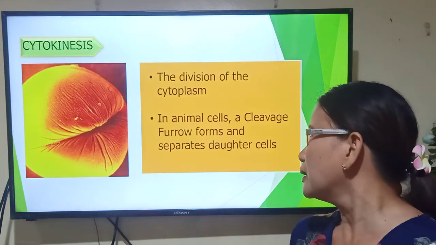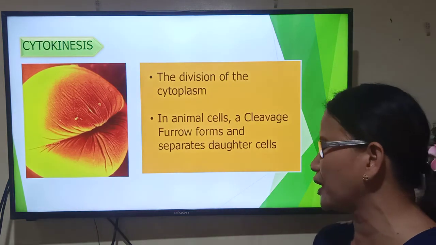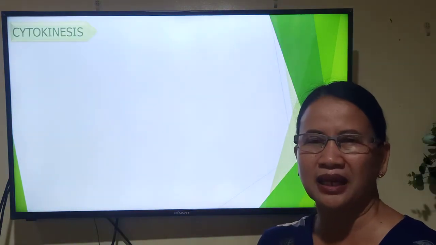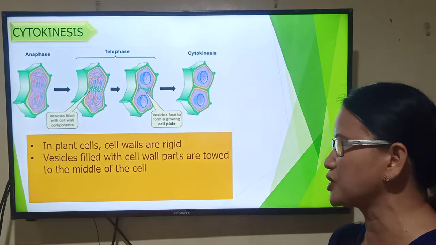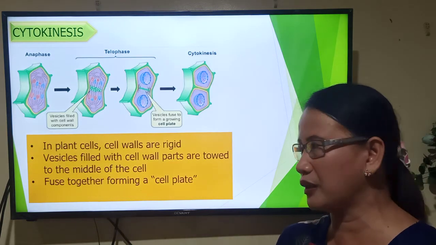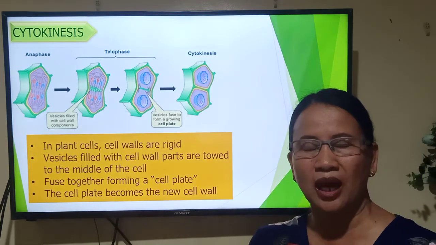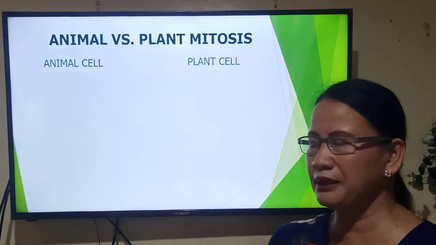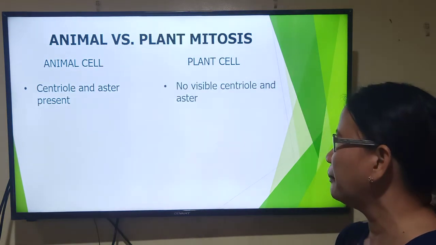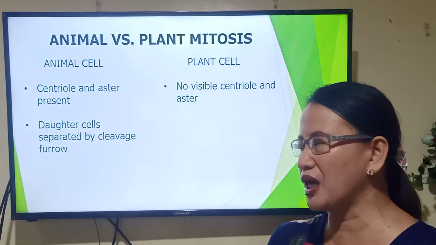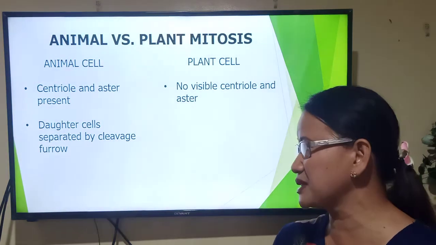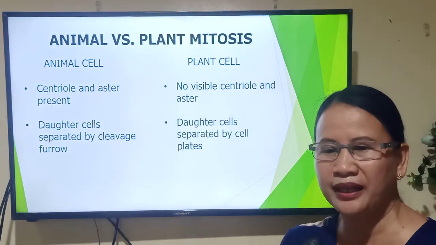In animal cells, during cytokinesis, a cleavage furrow forms and separates the daughter cells. But in the plant cell, it is different. Since the cell wall of plants is rigid, vesicles filled with cell wall parts are towed to the middle of the cell and fused together, and it becomes a cell plate. The cell plate now becomes the new cell wall. If we compare mitosis in the animal cell and the plant cell, we will notice these differences. In animal cells, centriole and aster are present, but in the plant cell, there is no visible centriole and aster. And during cytokinesis, the daughter cells are separated by the cleavage furrow in the animal cell, while in the plant cell they are separated by the cell plate.